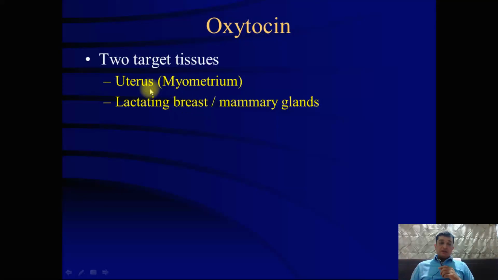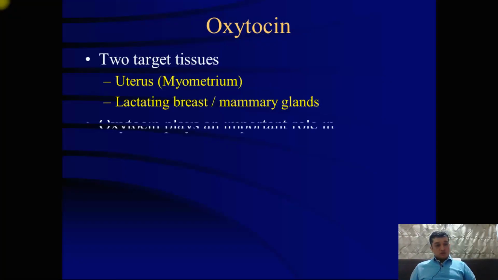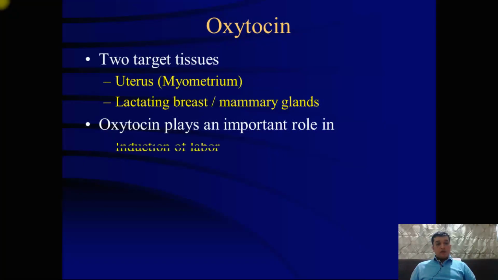So here it is producing contraction of smooth muscle, strong contraction of the myometrium, which will help in labor pain, right, which will help in childbirth. And here it is responsible for ejection of milk, right? So it is the milk let down hormone. If someone asks you the milk synthesizing hormone, the milk producing hormone, the name will be prolactin. If someone asks you the milk let down hormone, the answer will be oxytocin, right? So it plays an important role in two things: induction of labor, right?